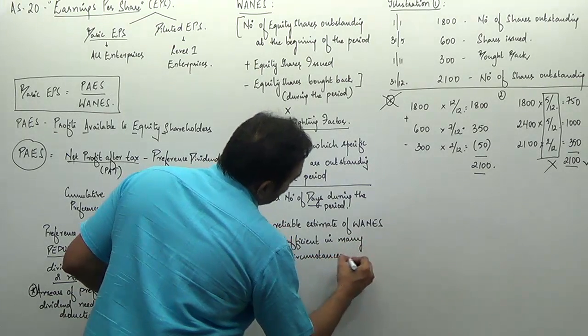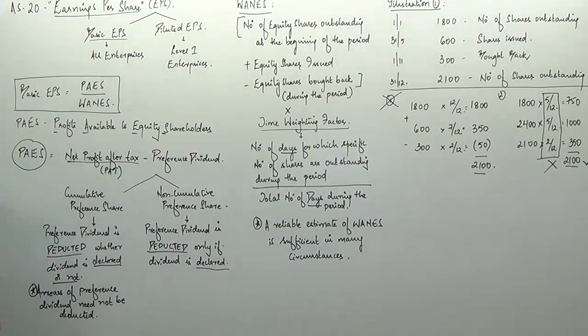Guys, it's a reliable estimate. It's a reasonable estimate that we can get. Even if you take the number of days, you will land on some answer which is pretty close to 2100. Very, very close to 2100. Now, this is the first part of what we talk about: weighted average number of equity shares.